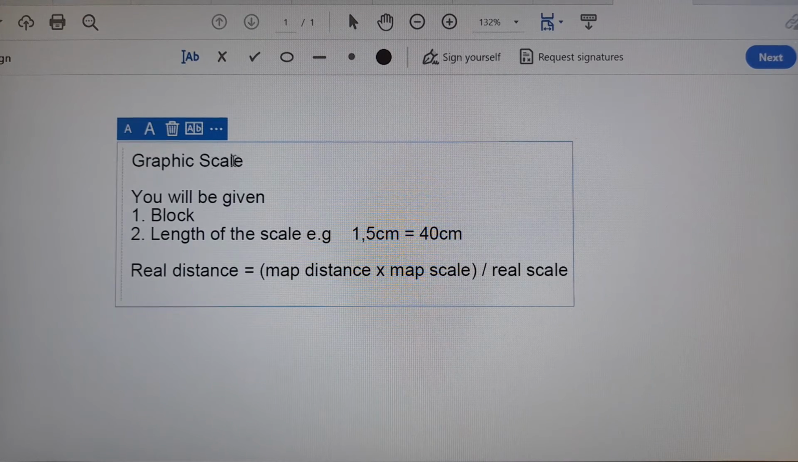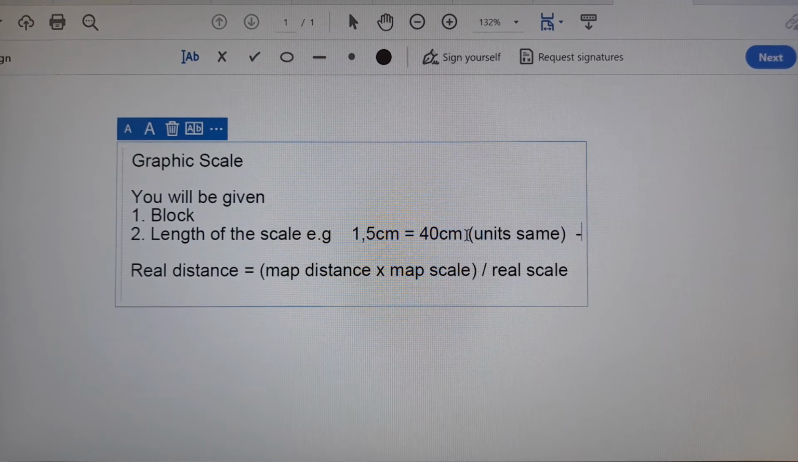So with a graphic scale, you will be given, number one, a block, and number two, a length of the scale. For example, that length of the scale, they will give it in the form of, for example, 1.5 centimeters is equal to 40 centimeters. Just always make sure that the units are the same. So if the units are not the same, just convert one side of the units. It can be any side.